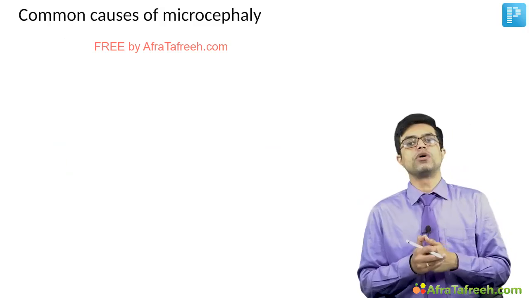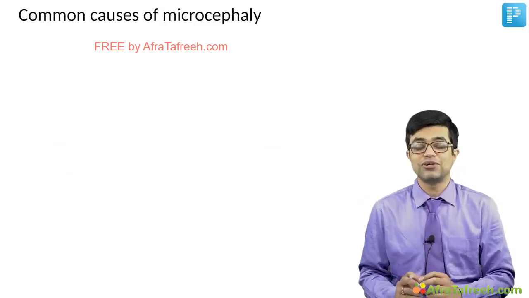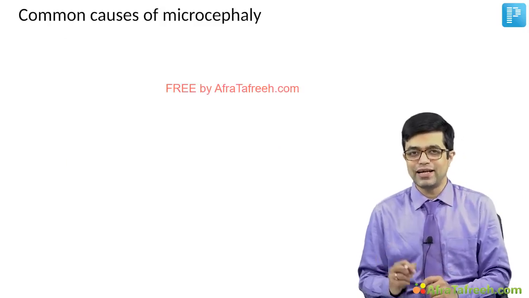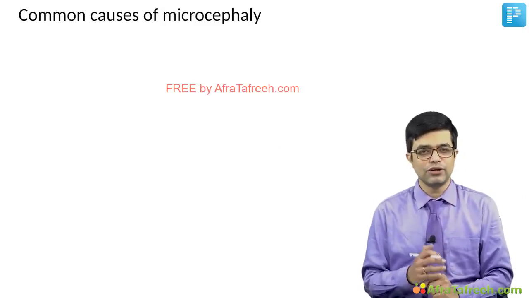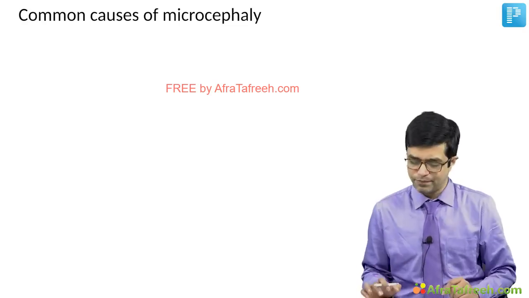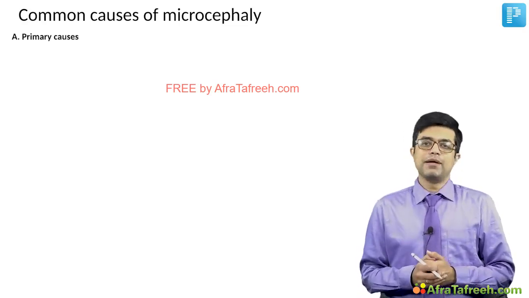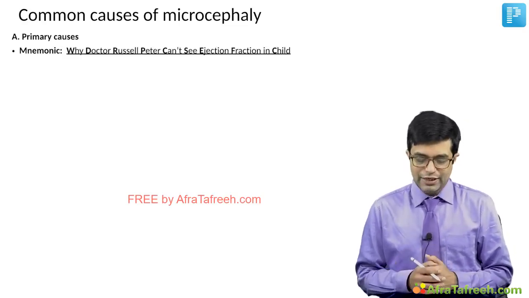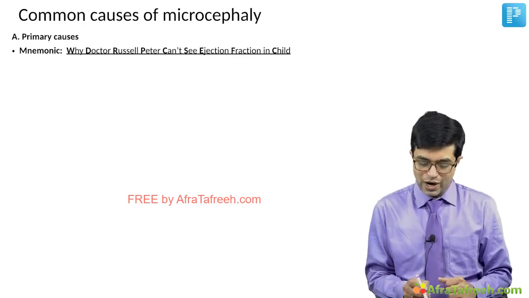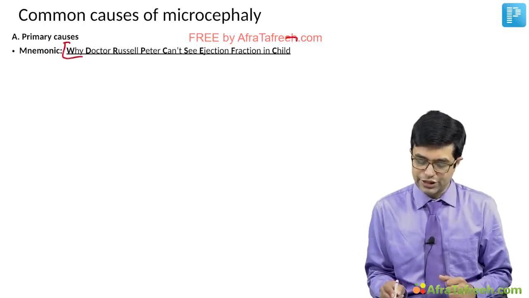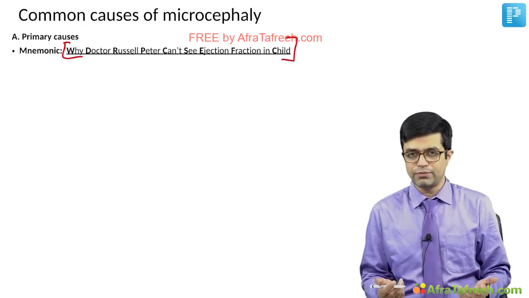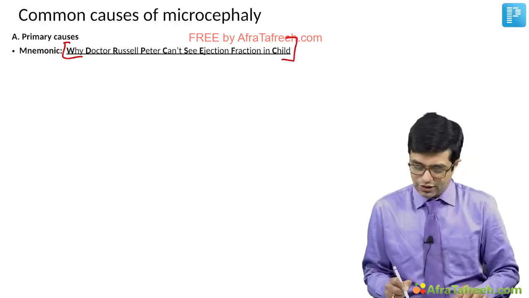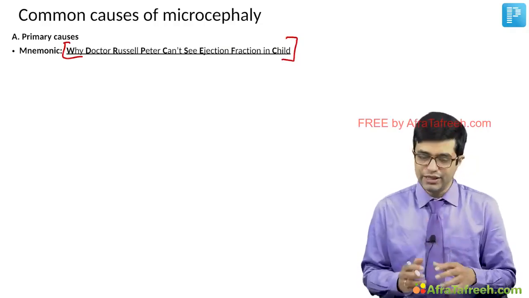Next we move to the common causes of microcephaly. The list of causes of microcephaly is 2 times that of macrocephaly. So we'll take the help of some mnemonics here and try to do it in a systematic, restricted manner. First of all, primary causes, that is genetic causes of microcephaly. It can be remembered by the mnemonic: Why Dr. Russell Peter can't see ejection fraction in child. Stupid mnemonic, but always works. I've been using this mnemonic since quite some time now. So what do these keywords mean here?